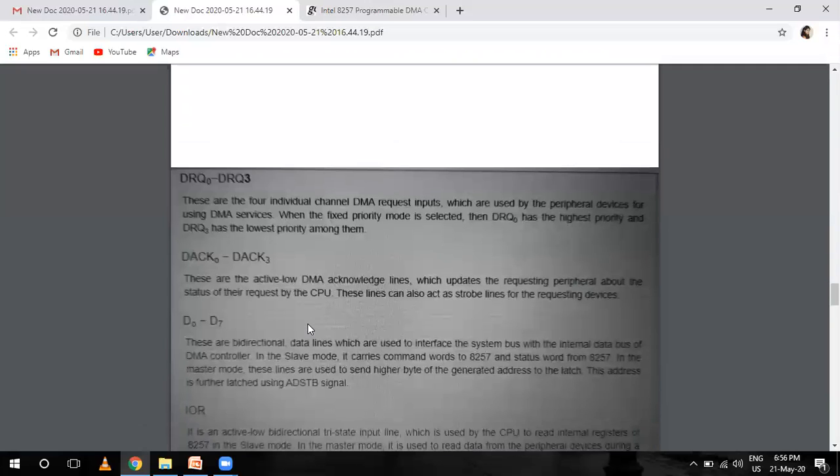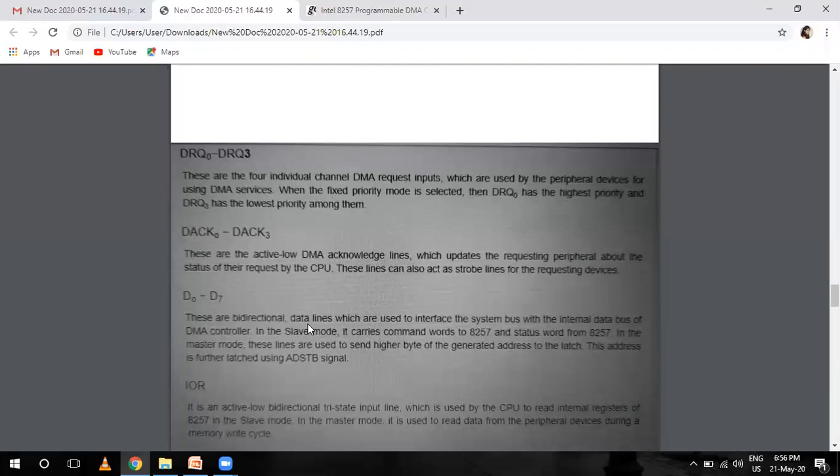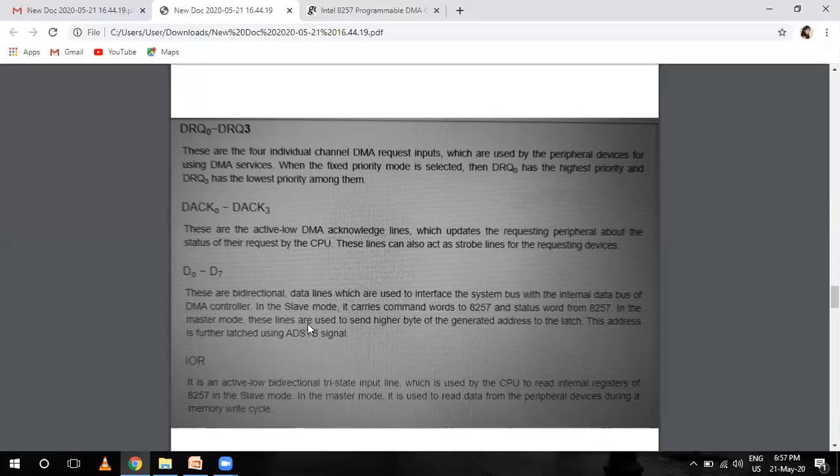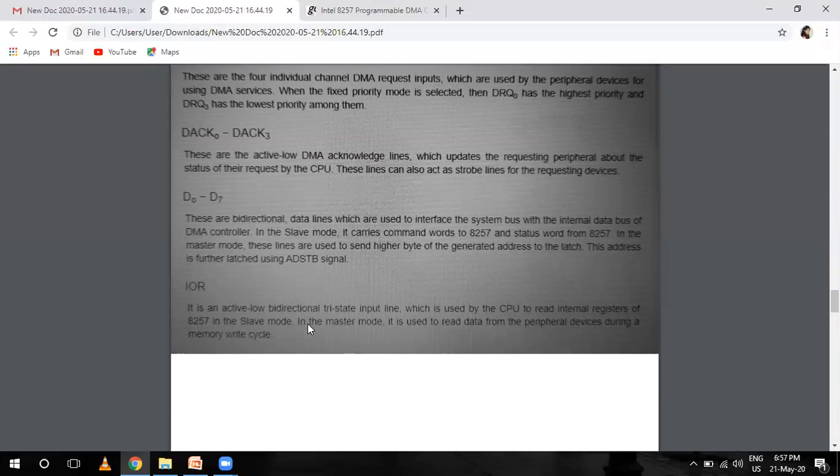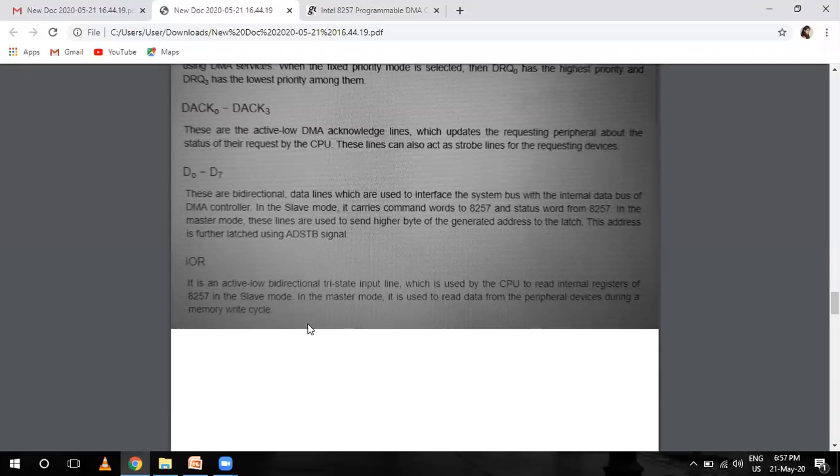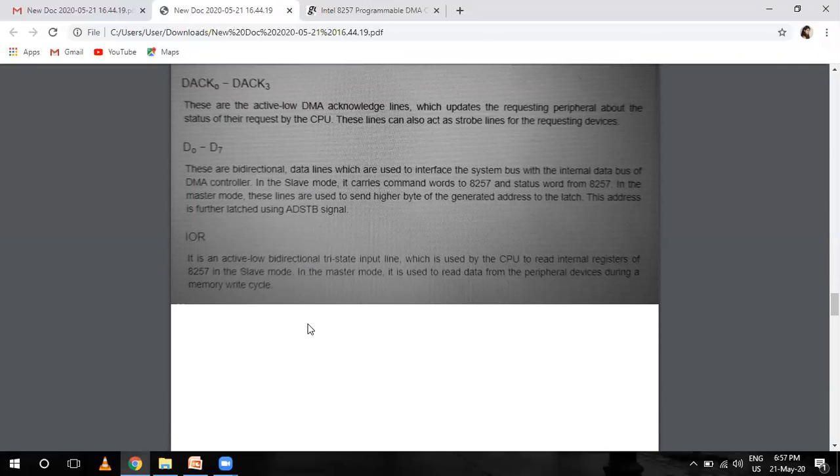DRQ0 to DRQ3 are the 4 individual channel DMA request inputs which are used by the peripheral device for using the DMA service. When the fixed priority mode is selected, DRQ0 has the highest priority and DRQ3 has the lowest priority. DACK0 to DACK3 are the active low DMA acknowledgement lines which update the requesting peripheral about the status of their request by the CPU, and these lines can also act as a chip select for the requesting device.